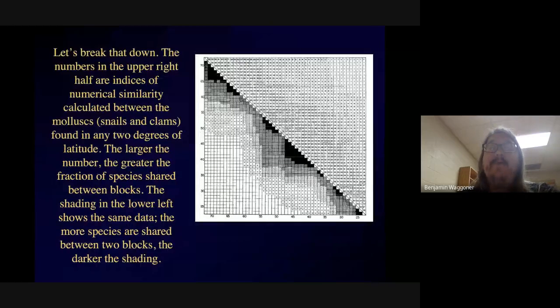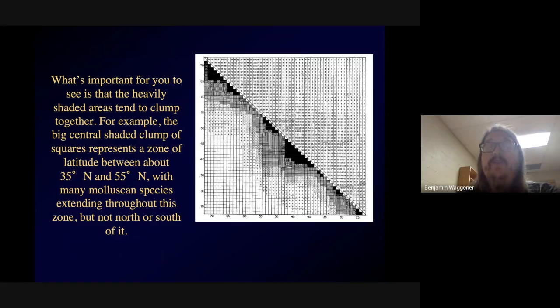But yeah, the numbers in the upper right half are these measurements of numerical similarity. The larger the number is, the greater the fraction of species shared between blocks. And then the same data is found in the lower left half of the square. What I want you to see is that you would expect individual blocks to have the greatest similarity with blocks that are closest to them, right? If you have one block of land, let's say it's the block of coastline at 40 degrees, that's going to have a certain number of species present. And you'd expect to find most of those species in the blocks on either side, right? Most of the species that live at 40 degrees also live at 41 or at 39 degrees. So you would expect more similarity in blocks that are close together.